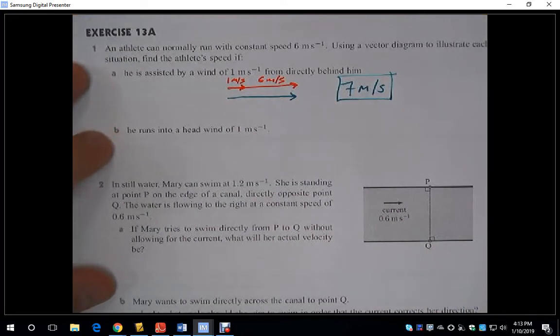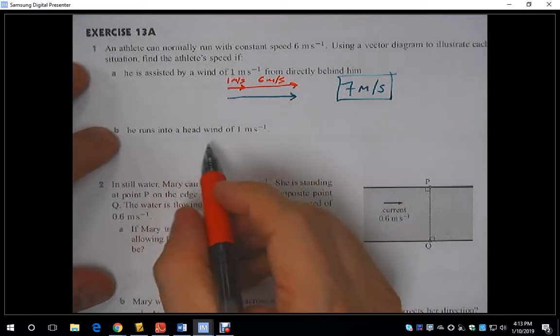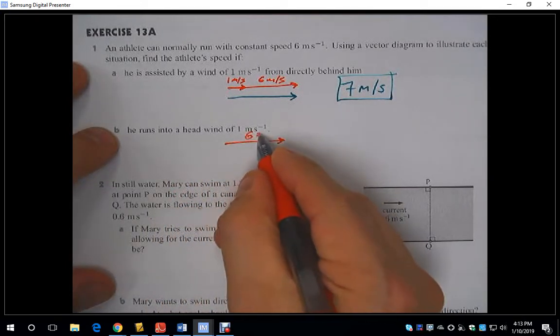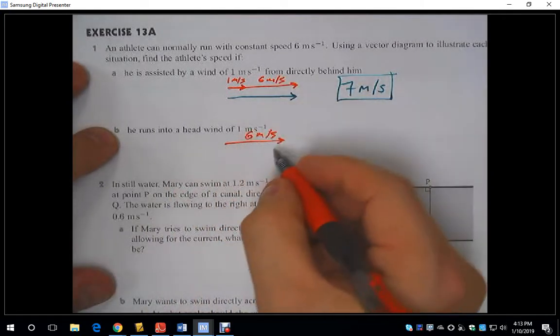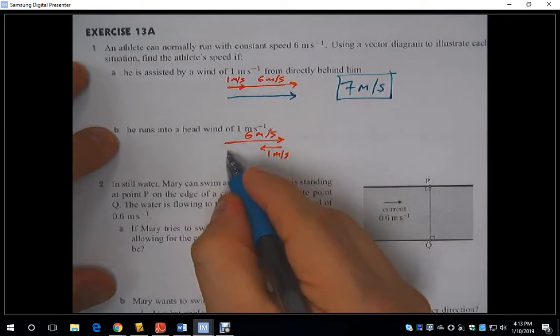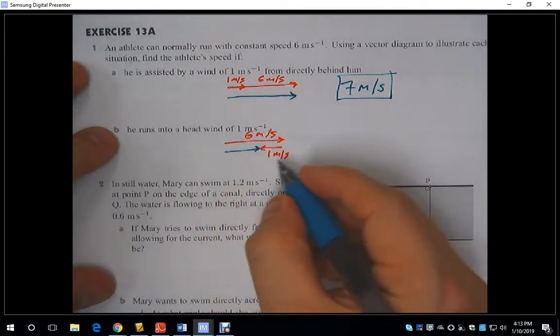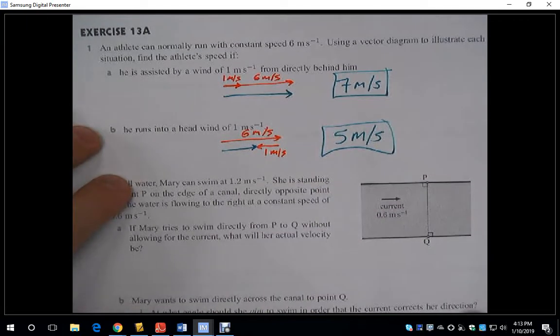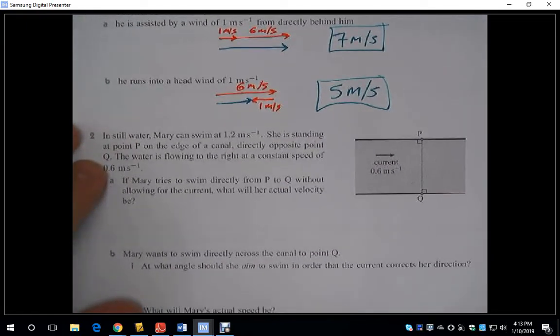The next one, it says he runs into a headwind of 1 meter per second. So his speed is 6 meters per second, and we have the headwind of 1 meter per second, which means then that his resultant vector here is 5 meters per second. There you go. Let's look at number 2.